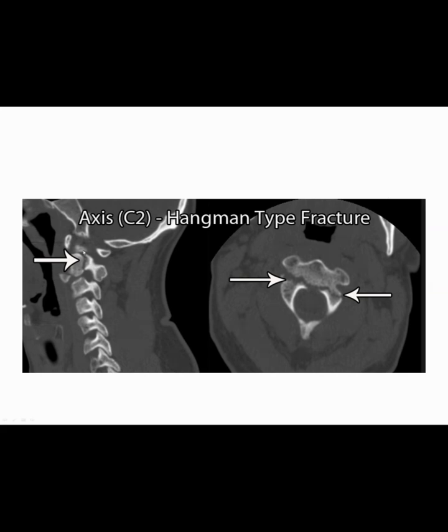So now we're seeing a more obvious linear lucent line on the sagittal view through the pars interarticularis of C2, and this is what it corresponds to on axial imaging. Notice that the bone windows are utilized for ease of evaluation of osseous structures.